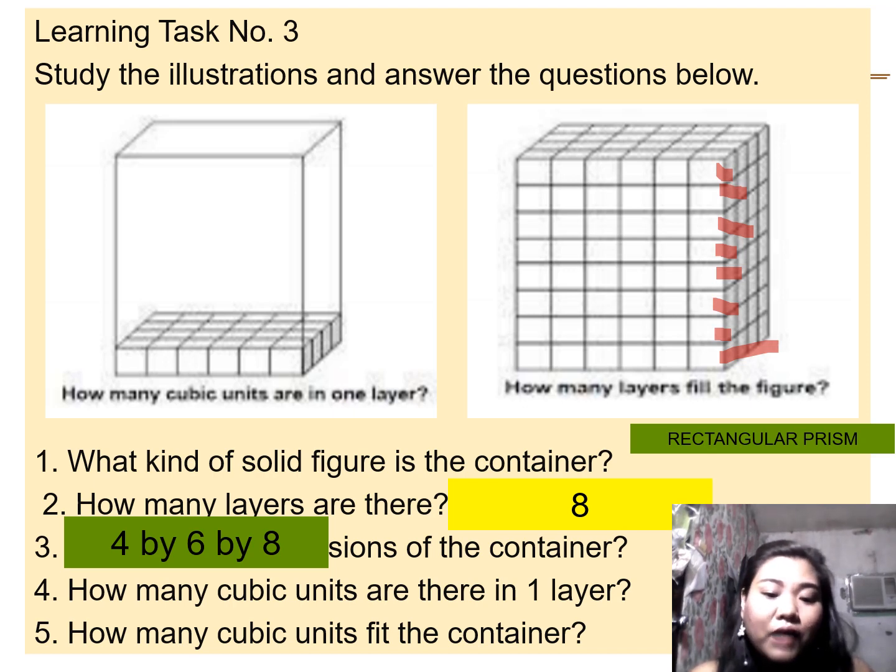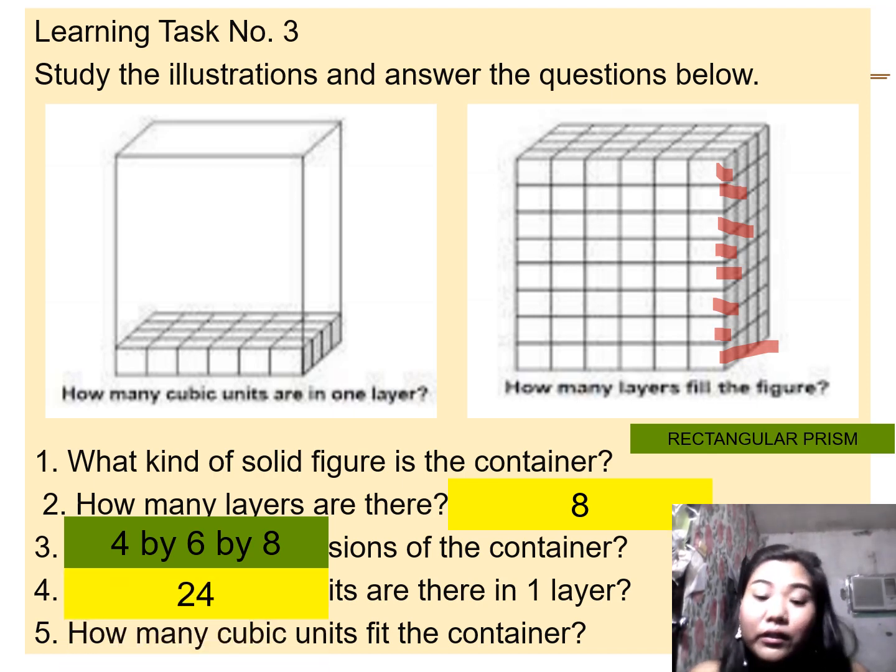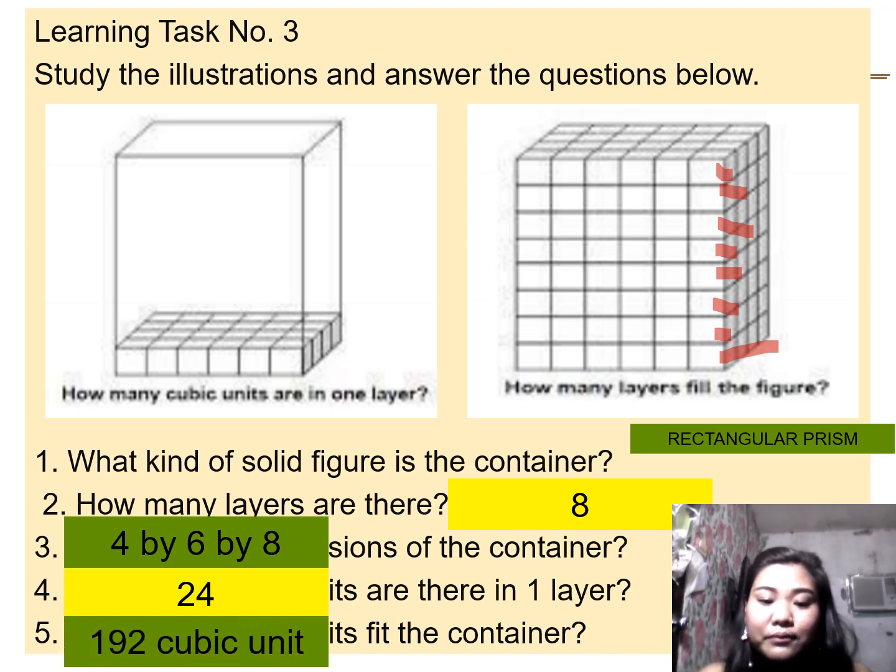How many cubic units are there in one layer? How many are there in this layer? If you count, it is 24. Next, how many cubic units fit in all? We multiply 4 times 6 times 8. So, the answer will be 192 cubic units or 192 unit cubes.